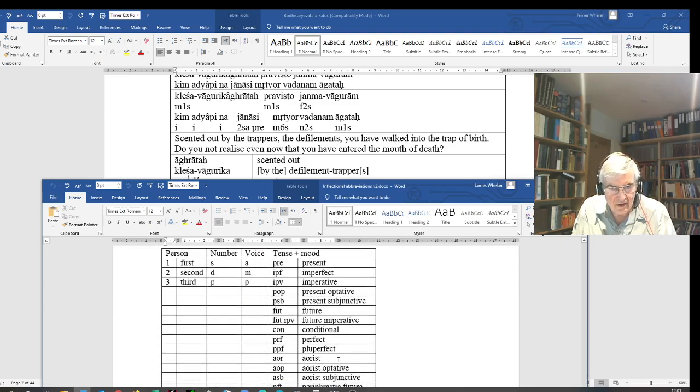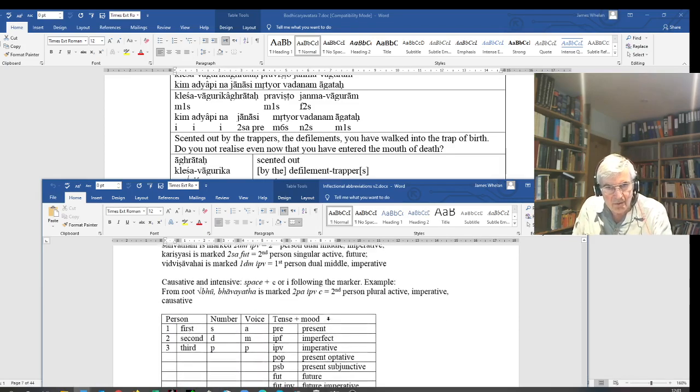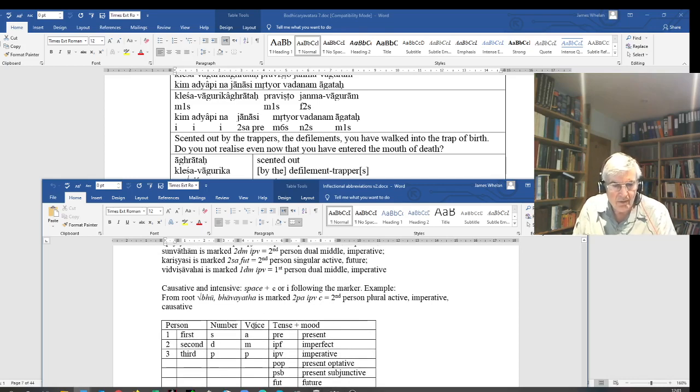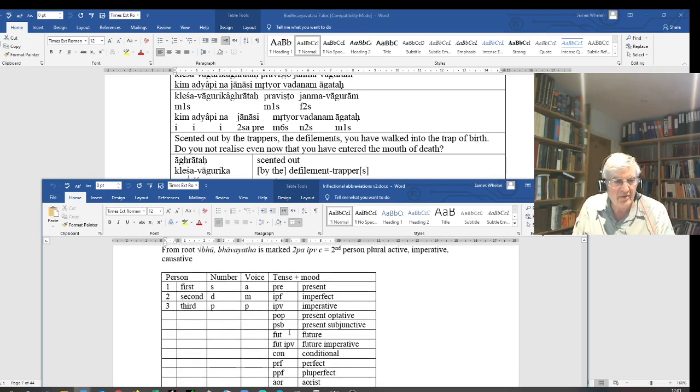So the list is a little bit long for all the different moods and tense plus moods. The list is a bit long there. Most of them you'll actually not see in normal classical Sanskrit. A lot of these relate to Vedic. So don't worry too much. It's not as complicated as it looks.